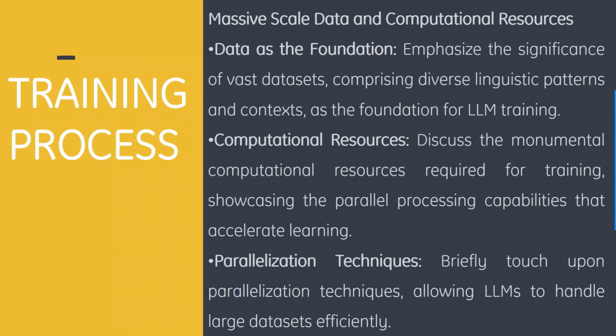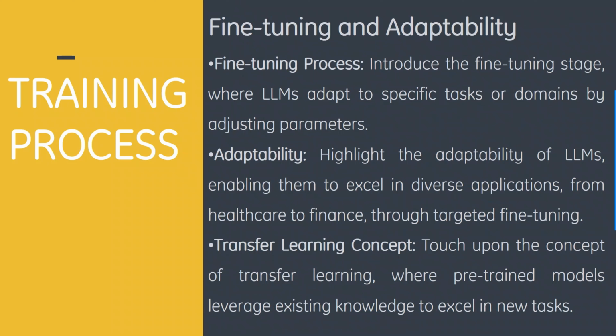Next, we have massive scale data and computational resources. Firstly, we have data as the foundation: emphasize the significance of vast datasets comprising diverse linguistic patterns and contexts as the foundation of LLM training. Then we have computational resources: discuss the monumental computational resources required for training, showcasing the parallel processing capabilities that accelerate learning. And then we have parallelization techniques: a brief touch upon parallelization techniques allowing LLMs to handle large datasets efficiently.